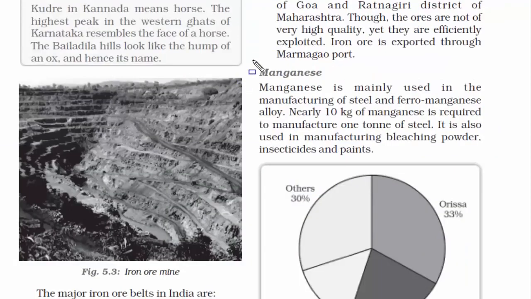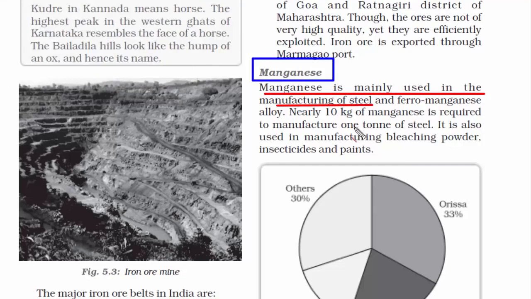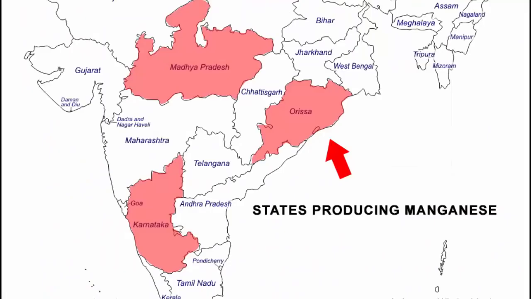Moving to the second mineral, which is manganese. It's mainly used in the manufacturing of steel. There is an estimate that 10 kg of manganese is required to manufacture 1 ton of steel. It is also used in manufacturing of bleaching powder, insecticides and paints. Now Odisha is the largest producer of manganese ores in India.